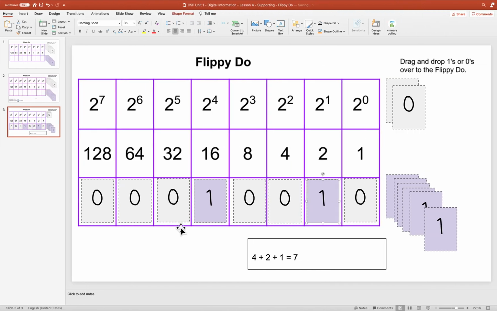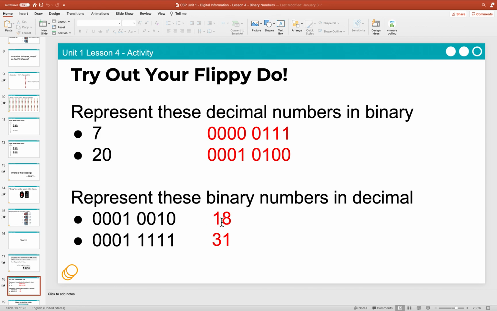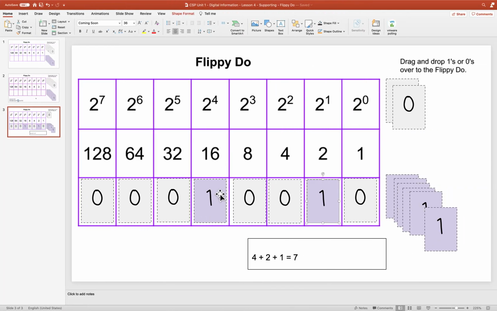How do we add it up? Well, it tells us here it's 18, but how do we do that? We added 16, 1 times 16 plus 1 times 2. So 1 times 16 plus 1 times 2 is 18.